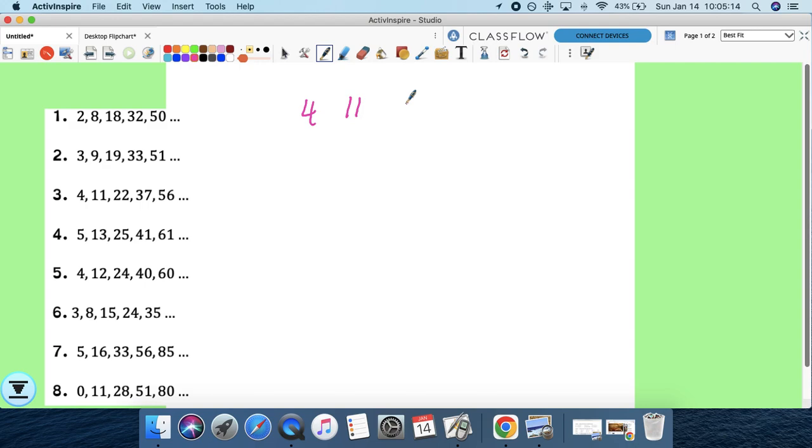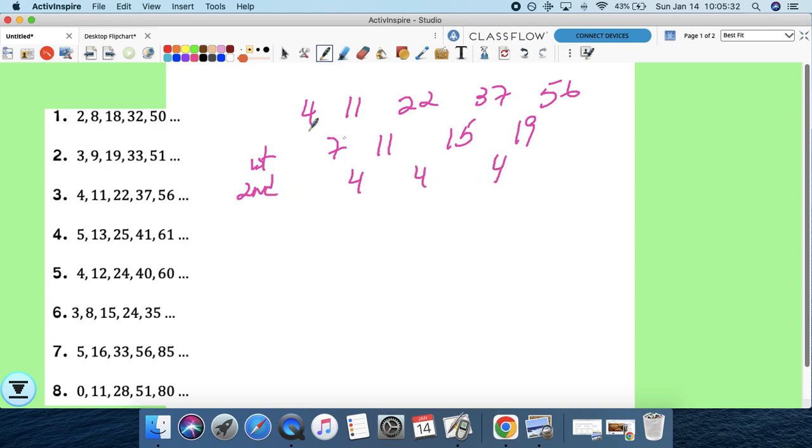4, 11, 22, 37, 56. Well, what is that? 7, 11, 15, 19. Second difference is going to be 4, 4, 4. So again, over here, we found the coefficient, so take 4, half of 4. I take that, divide 4 by 2, and we get 2. A 2n squared sequence, again, let me write these numbers here.